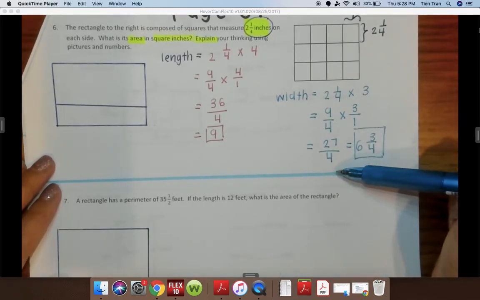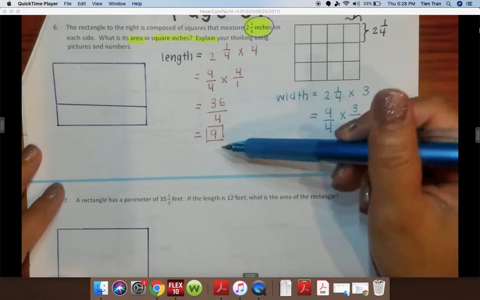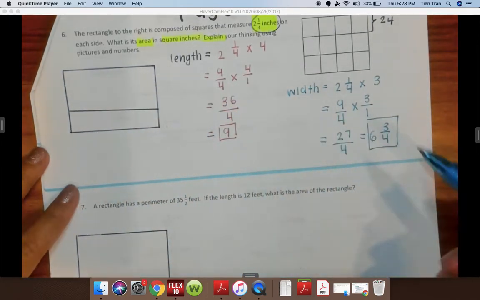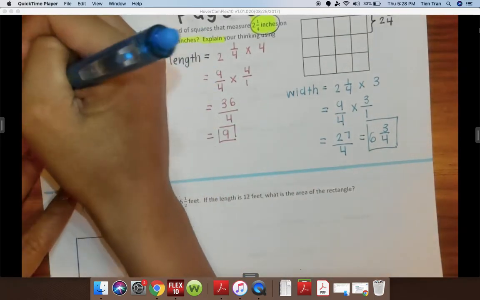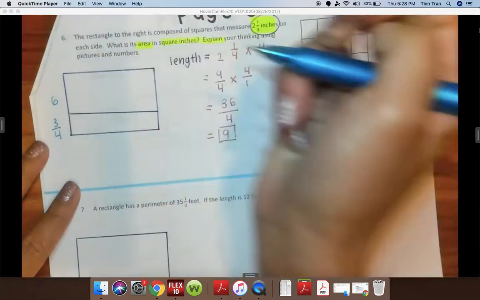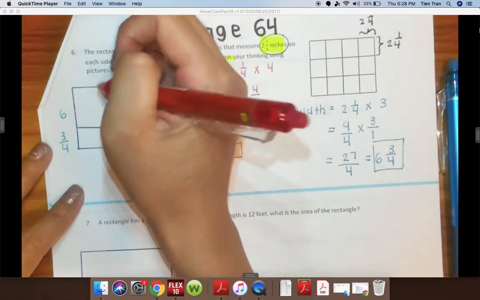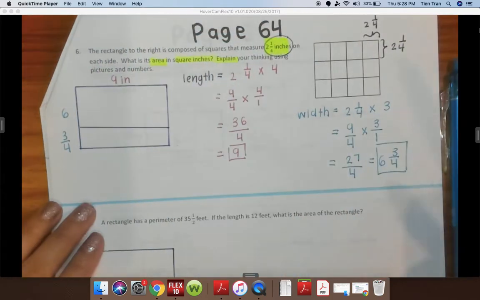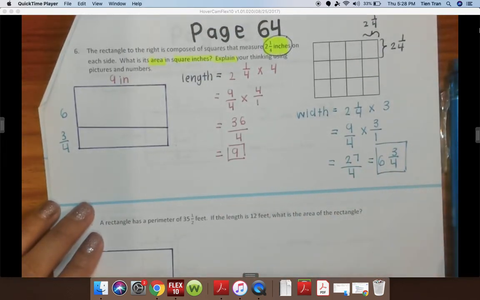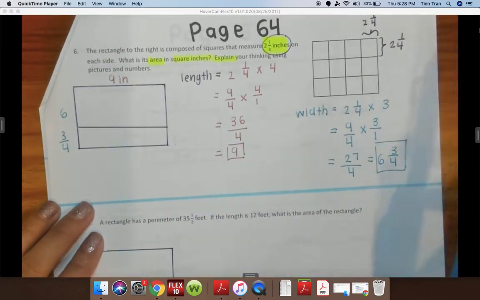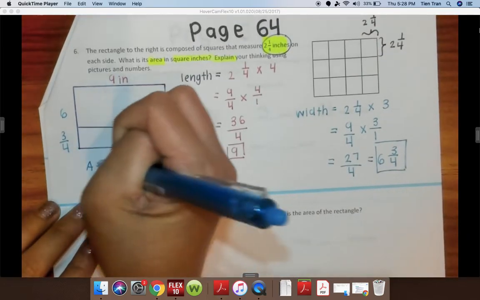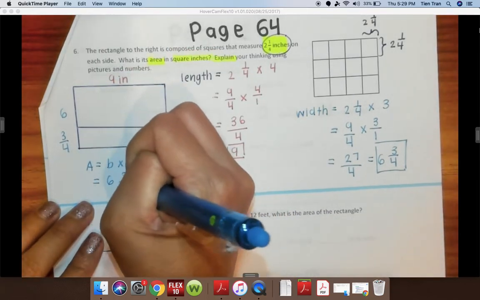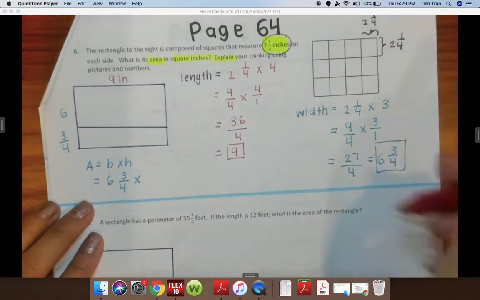Now that I have 6 and 3/4 and I have 9, I'm going to multiply those two numbers in order to get my answer. So I'm going to write that over here so you guys can see. I have 6 and 3/4, and then on the top, or the width, is going to be 9 inches. Okay, now I'm going to find the area by multiplying these two numbers together. So area is equal to base times height. I'm multiplying 6 and 3/4 times 9 inches.